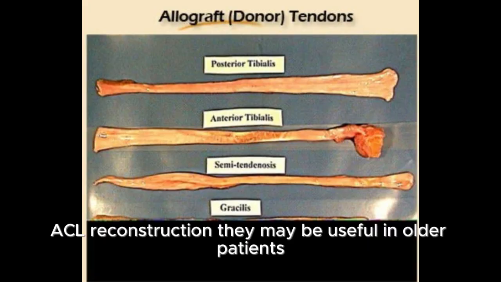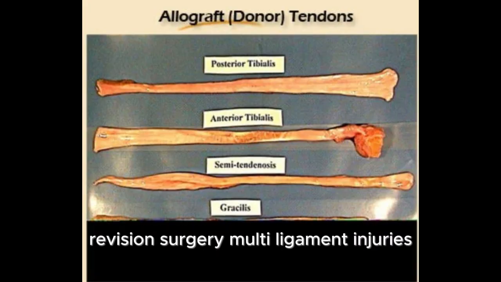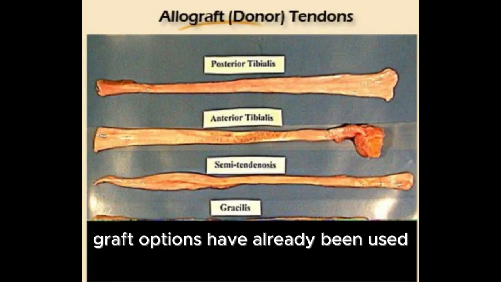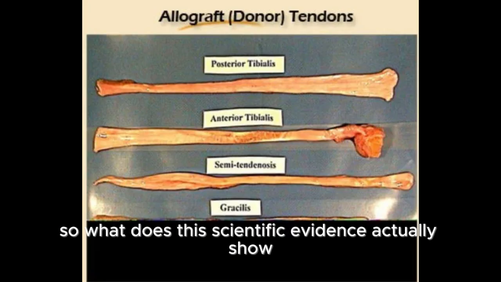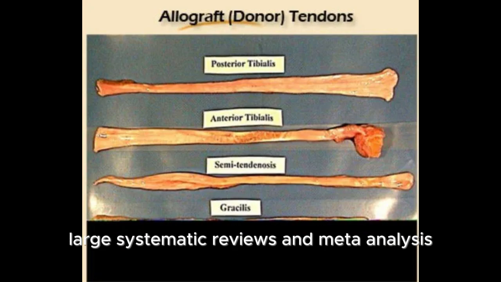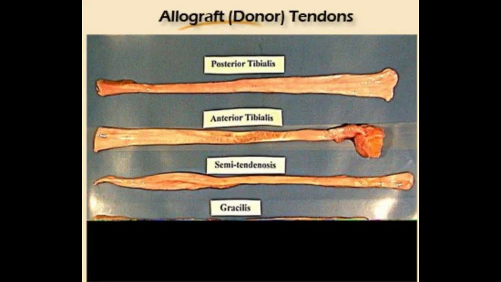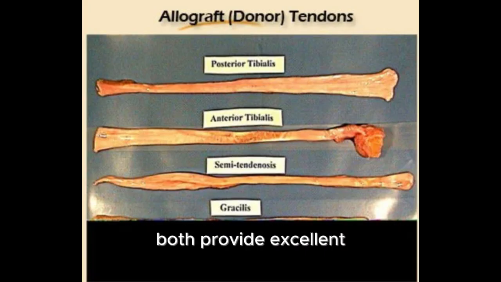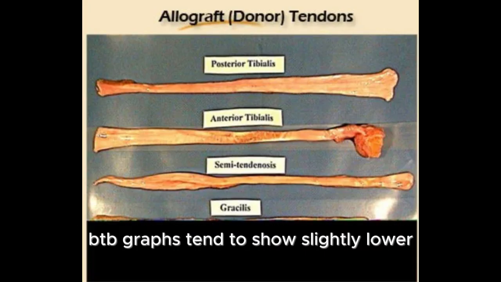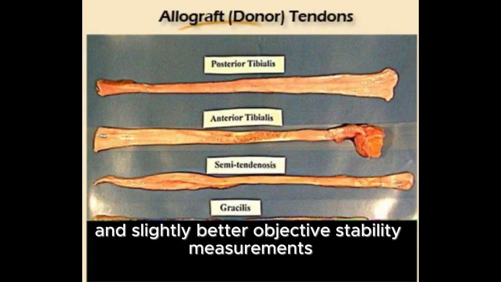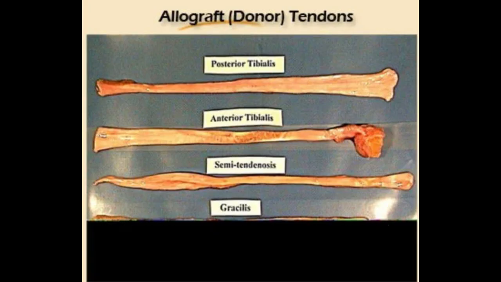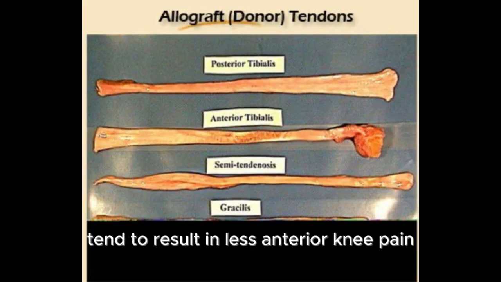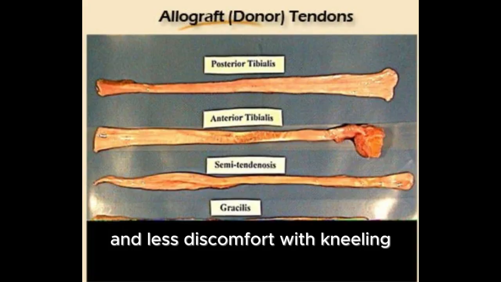They may be useful in older patients, revision surgery, multi-ligament injuries, or situations where previous graft options have already been used. So what does the scientific evidence actually show? Large systematic reviews and meta-analyses demonstrate that hamstring grafts and BTB grafts both provide excellent long-term outcomes. BTB grafts tend to show slightly lower graft failure rates and slightly better objective stability measurements. Hamstring grafts tend to result in less anterior knee pain and less discomfort with kneeling.